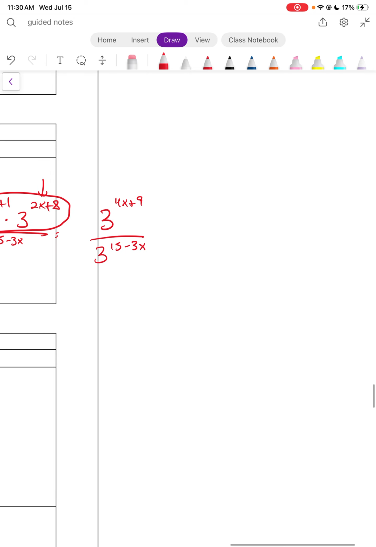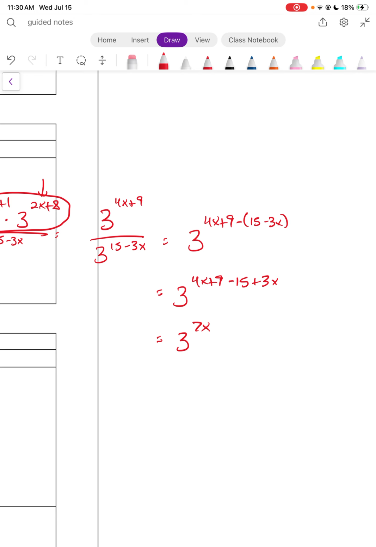To divide, you subtract. So we're going to take our power on top, which is 4x plus 9, and I'm going to subtract off the 15 minus 3x. If you'd like to rewrite that, that's going to be 3 to the 4x plus 9. Distribute that negative. That'll be a negative 15 and a positive 3x. Combine your like terms, and you have 3 to the 7x. And then the 9 minus 15 gives you negative 6. Final answer.